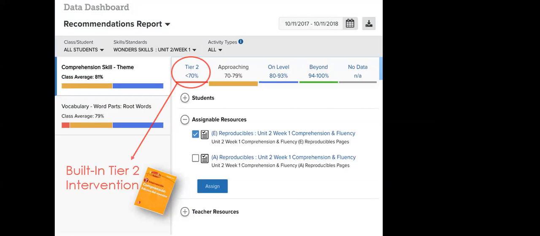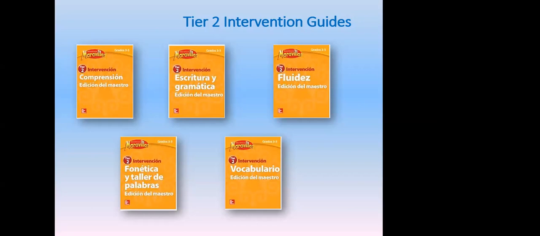So these links right here, these blue links, they're hyperlinked to these tier 2 intervention guides. So estos, estas guías de intervención le van a dar oportunidad para volver a enseñar esas lecciones que todavía los estudiantes están teniendo un poquito de trabajo. And there's also built-in enrichment activities as you click into those hyperlinks. Not only are those tier 2 intervention guides linked in the data dashboard, you also have them in their entirety on your teacher dashboard. So aquí ven comprensión, escritura y gramática, fluidez, fonética, vocabulario. So if you need reteaching opportunities and reteaching lessons, you'll have these in your teacher environment for the complete download.